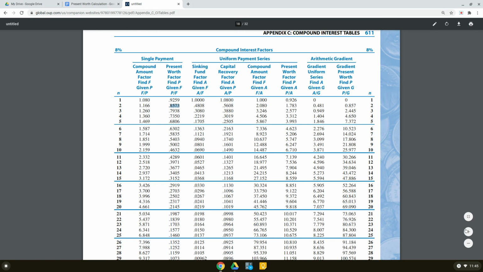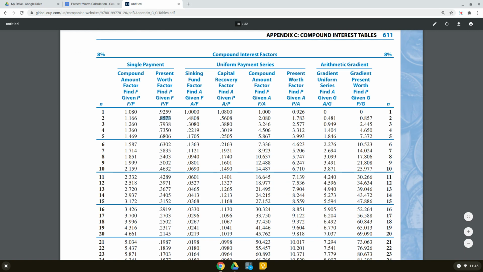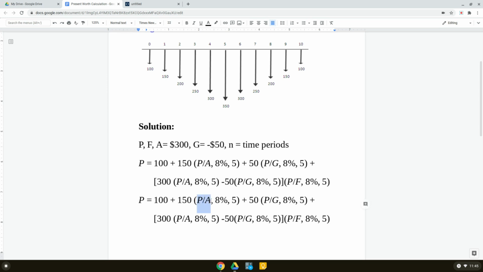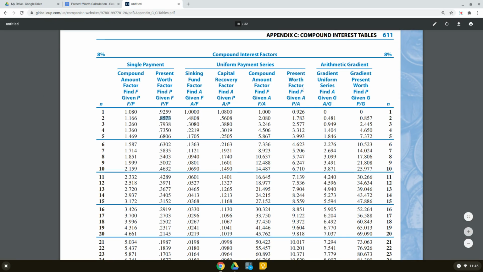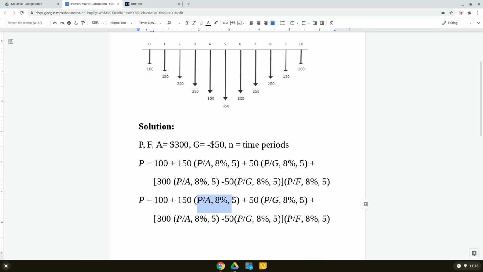We are already at the 8% interest rate table, and we want to find out the P given A factor for 5 years. So P given A, present worth factor, find P given A, 8%, for 5 years. So that's 3.993. I will copy that, and I will replace P given A by 3.993, and same thing here, P given A 8%, 5 is 3.993.